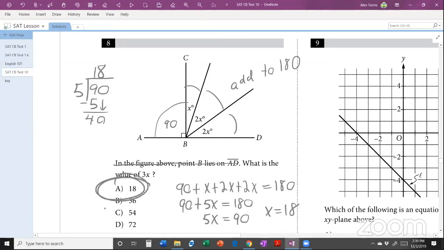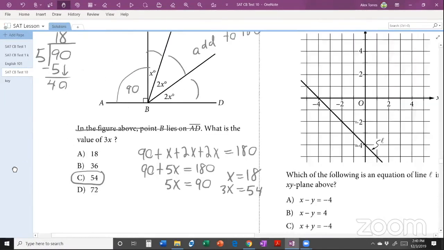So what trap can we fall into here? We can just circle 18. If we're in a rush, if we're not focused, if we're not relaxed, we might fall into that mistake. And I've been known to do that even myself. But the question is not asking us what x is, it's asking us what 3x is. So 3x is 3 times 18, which is going to be 54. So the answer for number 8 is C. Now we're going to number 9.